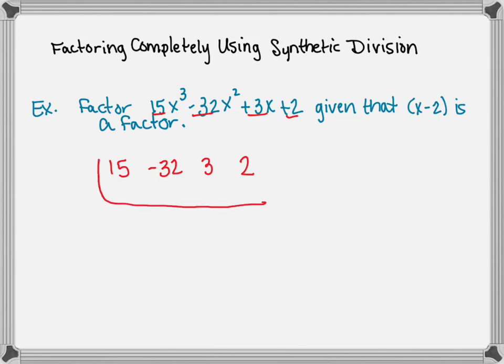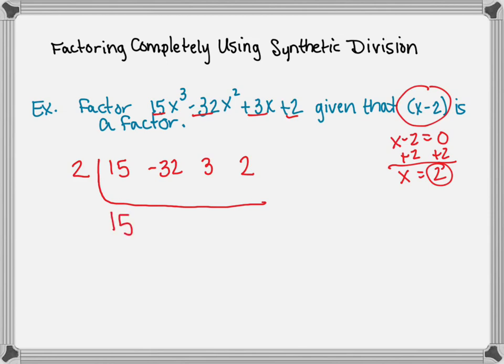Got my synthetic division box, and I know that x minus 2 is a factor, so if I set x minus 2 equal to 0 and solve for x, I get x is 2, that's my 0, and that is what I will put out to the left in synthetic division. Now let's divide through and see what our quotient is.